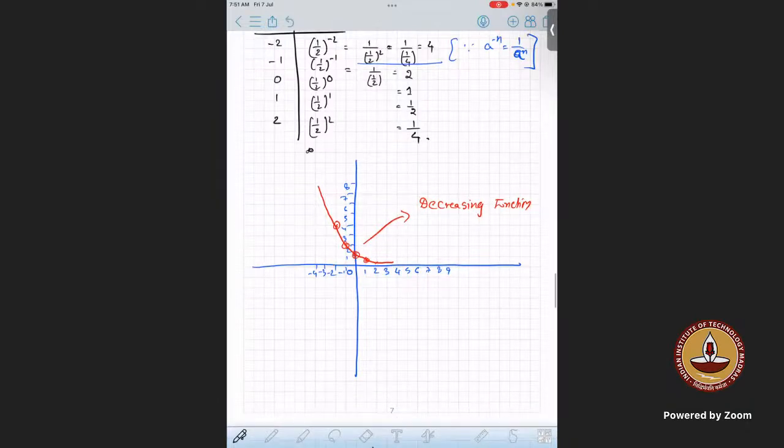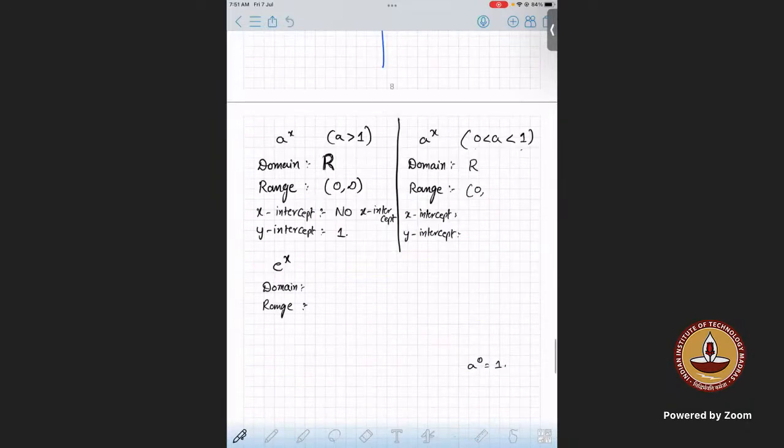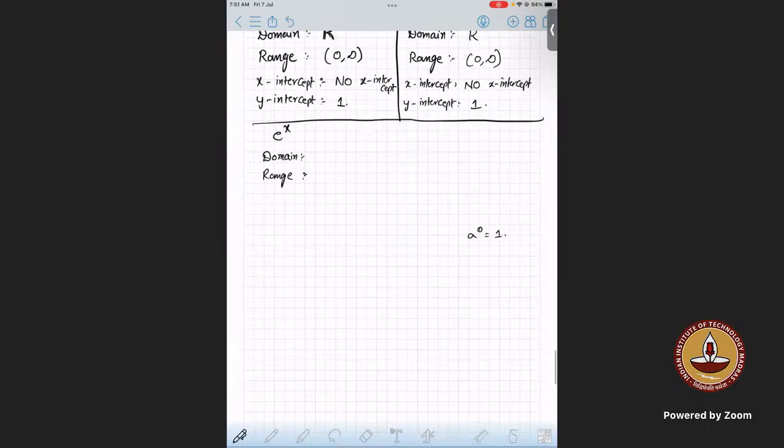Yes, sir. Till infinity. What is the x-intercept? No x-intercept. The y-intercept is 1. What about e power x?